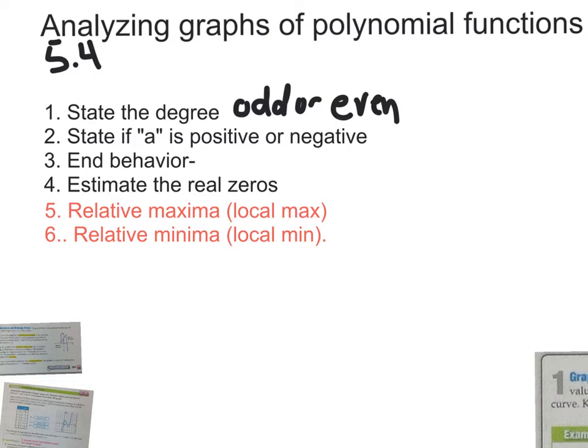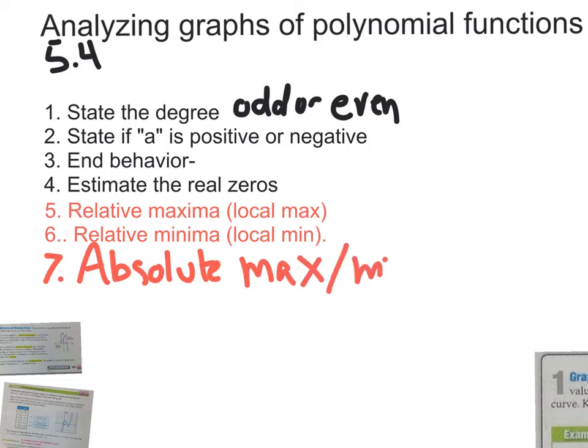And then we're going to throw in two more things. That's what's special about this section. They're going to talk about relative maxima and relative minima, and other books call it local max and local min. As opposed to, and I guess we could throw this in as number 7 here, absolute max and min. So relative max, relative min, absolute max, absolute min. It'll all make sense in a little while.